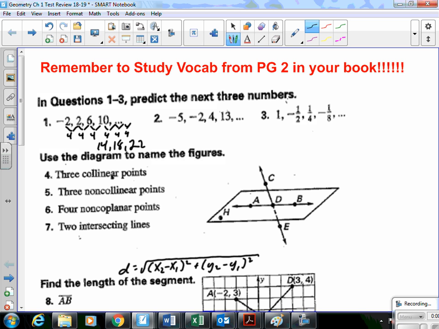Next set of numbers, going from -5 to -2, which is a difference of 3. -2 to 4, it's a difference of 6. And 4 to 13 is a difference of 9. So we're going to assume that pattern is going up in multiples of 3. So 12, 15, 18. So 13 plus 12 is going to be 25. 25 plus 15 is 40. 40 plus 18 is 58.